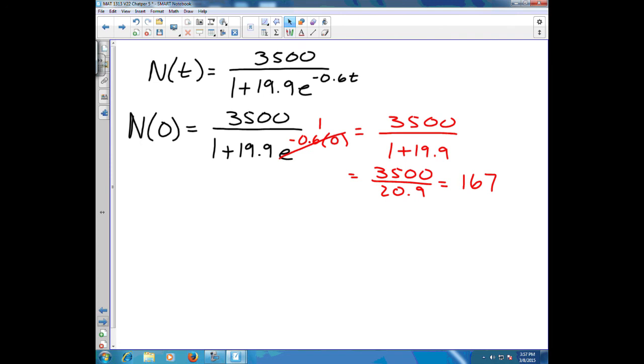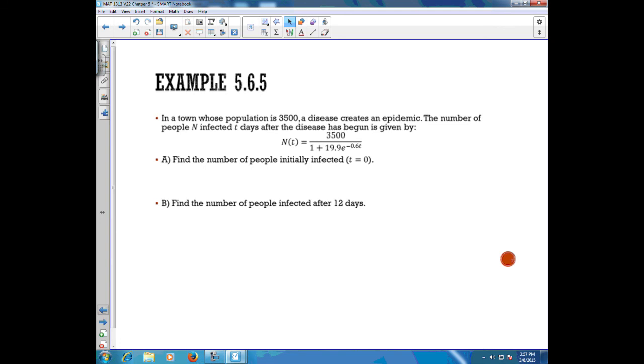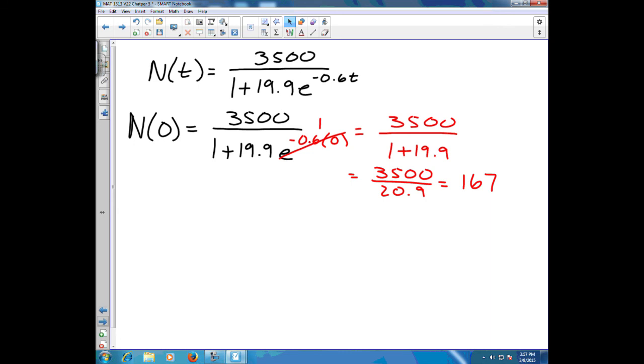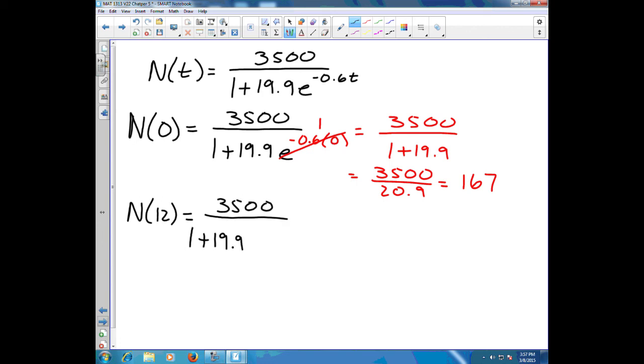Now the second part of the question asks, find the number of people that are infected after 12 days. So now that means t is equal to 12. And so we're going to get 3,500 over 1 plus 19.9 e to the minus 0.6 times 12. Well, that's going to be 3,500 over 1 plus 19.9 times e to the minus 7.2, because 0.6 times 12 is 7.2.